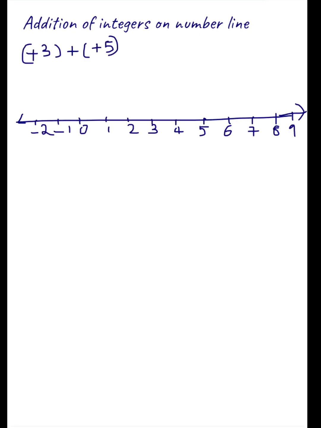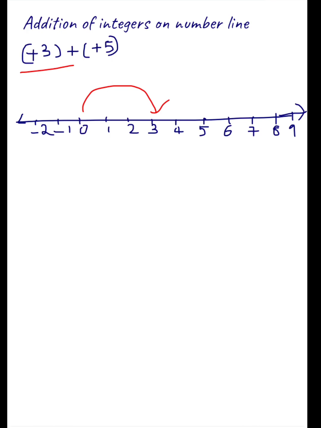So the first question that we are going to add is plus 3 and plus 5, that is plus 3 plus 5. The first number here is plus 3. First you have to mark that plus 3 on the number line. You already know how to represent an integer on a number line. Since it is plus 3, you have to move 3 units, that is 3 steps, to the right side, then you will reach here. Plus 3 is here.